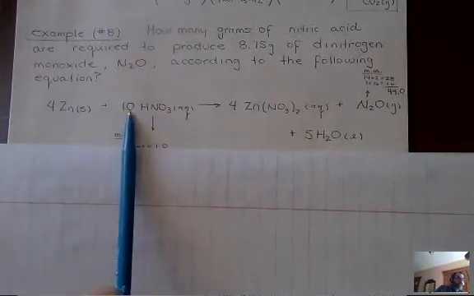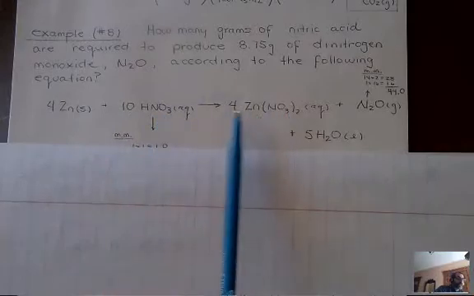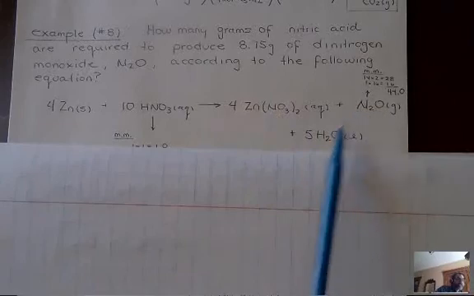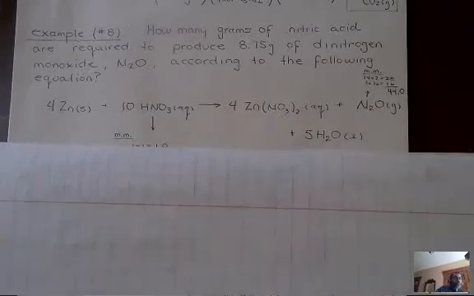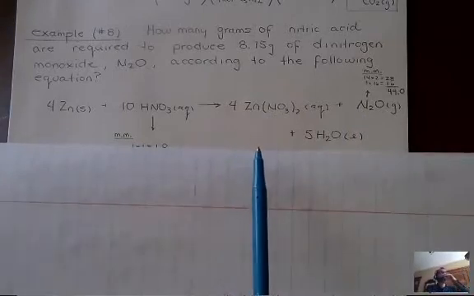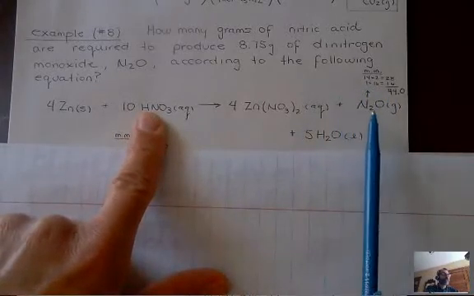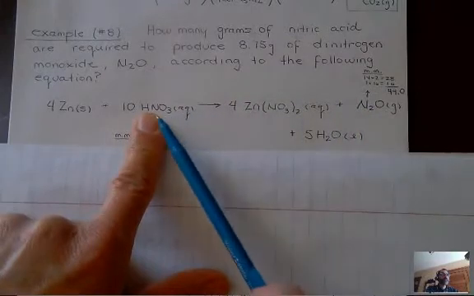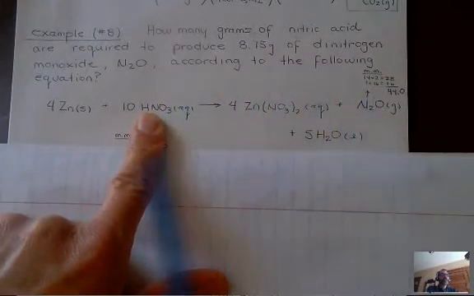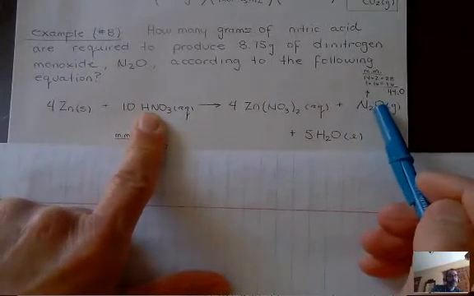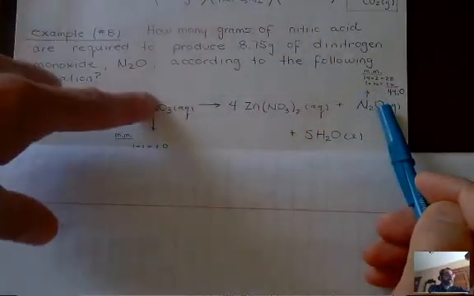So 4 zinc plus 10 nitric acids make 4 zinc nitrates, 1 dinitrogen oxide, and 5 water molecules. So we're relating nitric acid, right? How many grams of nitric acid are required to make 8.75 grams of dinitrogen oxide? So we're relating this material to this material. The difference between this question and the last one is that they gave you the amount of the product that was created and asked you how much of a certain reactant was needed to create it.